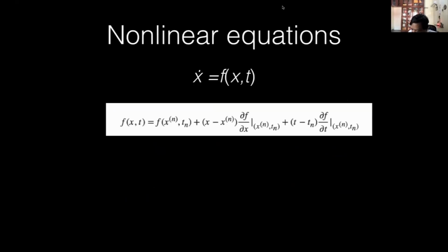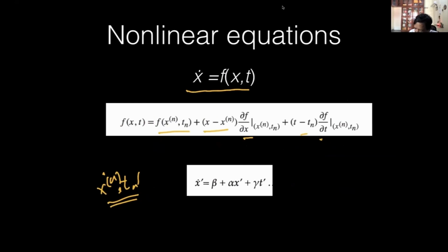Okay. So for a nonlinear equation, if you want to do the stability analysis, I want to perform it around x n and t n. So I linearize around this using a Taylor series. This is a function of x and t, so I have to keep two terms, this and this. Now this can be written, this is called x prime and this is t prime.